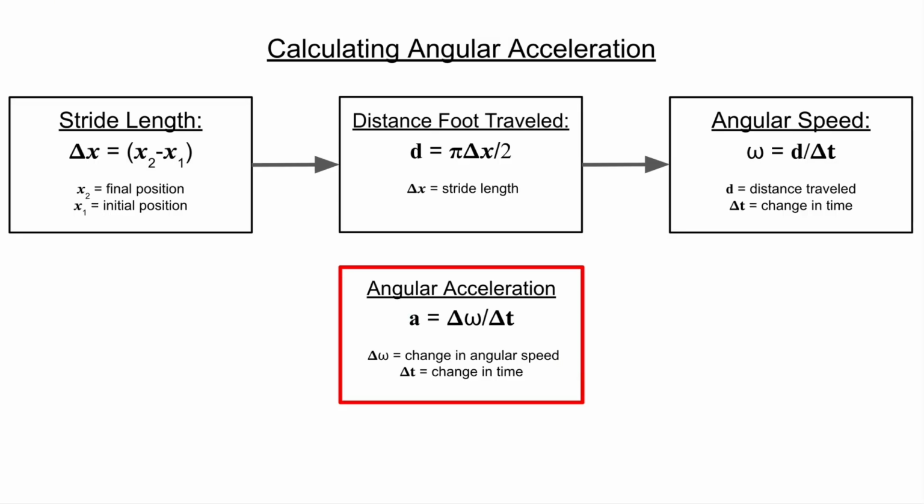So now that you have that type of acceleration, calculating the angular acceleration of the runners, you do this through many steps. You first find the stride length, which is just your change in position. You find the distance your foot traveled, which is that change in position times pi divided by 2. And then you use that to get your angular speed, which is just that distance over the change in time. Just like before, your acceleration is just the derivative of your velocity, so you can find your angular acceleration with the change in angular speed over your change in time.